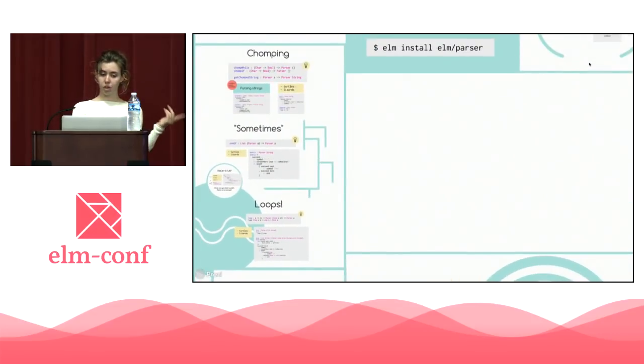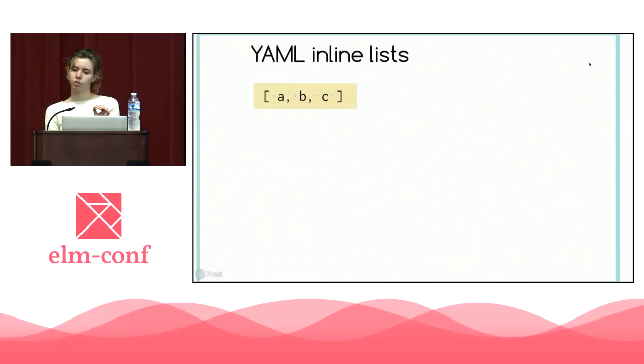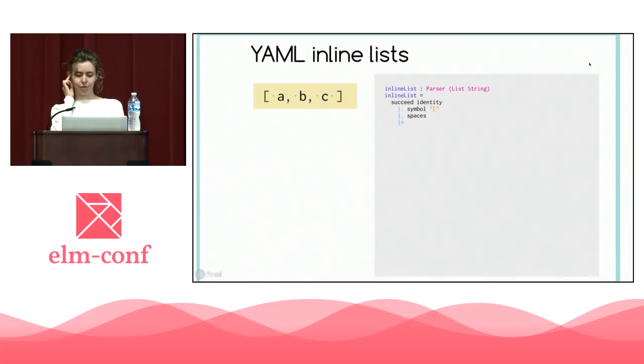So we learned about chomping, and we learned about parsing sometimes, and loops, and this is like 99% of all the parsers that you need to do. So let's try our knowledge on something a teeny bit harder, which is YAML inline lists. They look like this. They should be familiar. They would start out like this. The only thing that's really different is that it's encased in these brackets.